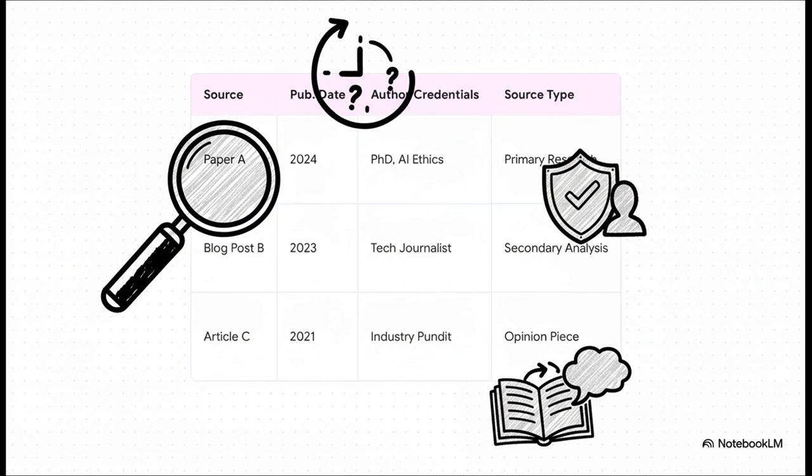And check this out. This table is the perfect example of what you get from that very first validation step. You just ask NotebookLM to create this for you, and bam, you instantly get a bird's eye view of your source quality. Are they recent? Are the authors credible people? Is this real research or just an opinion piece? It's a quality check that takes seconds.